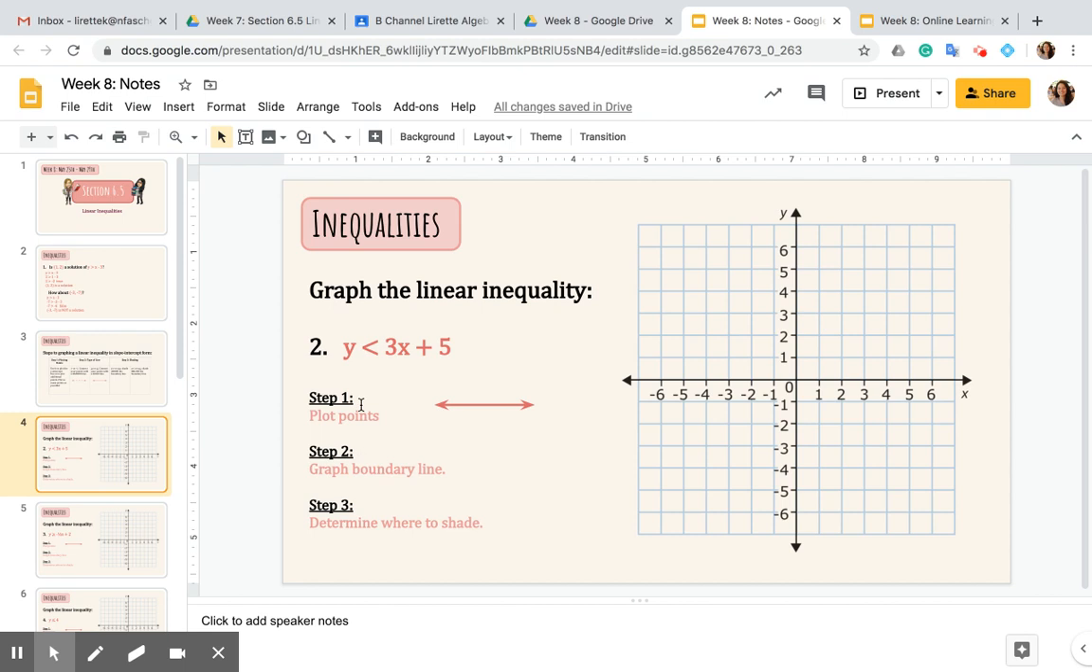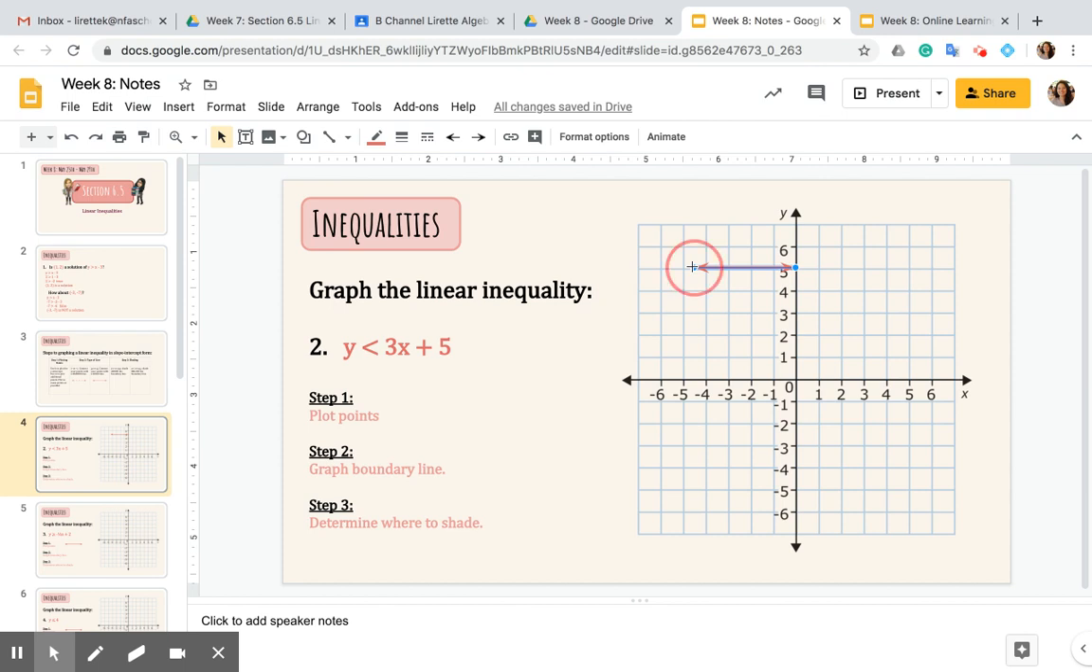So let's go ahead and do some examples. Y is less than, that's how we would read this, 3x plus 5. Step 1, plot the points. So I'm going to do it kind of like we've done in the past. I'm going to take my line and I'm going to go to my y-intercept first, which is 5, and then I'm going to take my other arrow and use the slope to plot more.